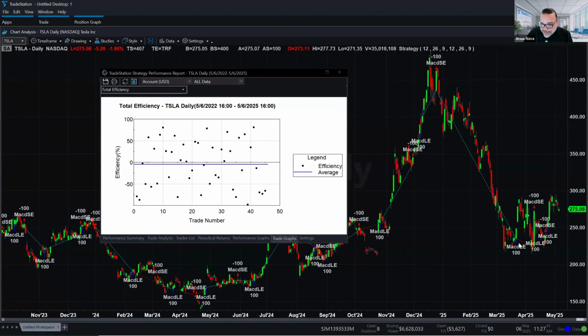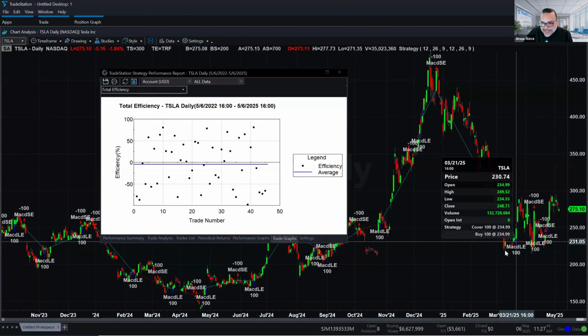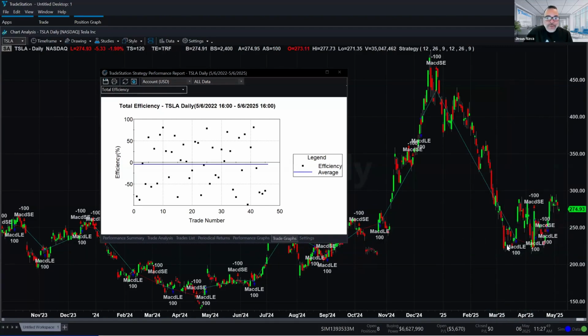The same for the exits is over here. If we had exited all the way down here at the most extreme trough, it would have given us a better efficiency. So overall, that trade had an 80% efficiency, which, to tell you the truth, is pretty good.